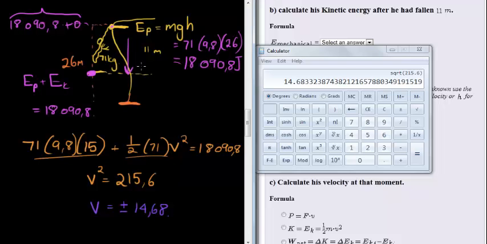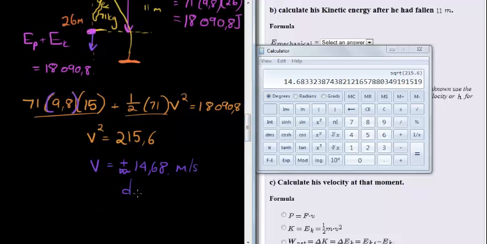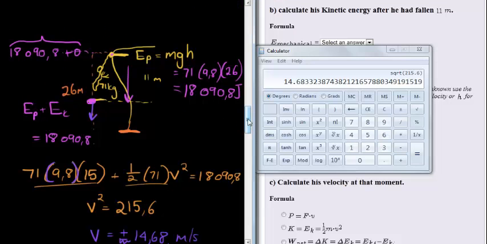-14.68. But since he's falling downwards, and 9.8 was our acceleration in the downwards direction, it was positive, so downwards is positive. We are using that, meters per second, or just indicate direction by saying downwards. Good, that is his velocity when the rope starts exerting a force on him, the moment the rope starts tightening.